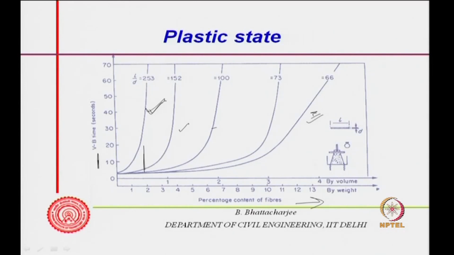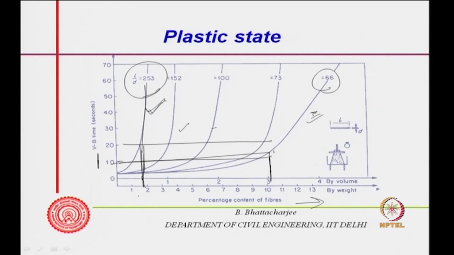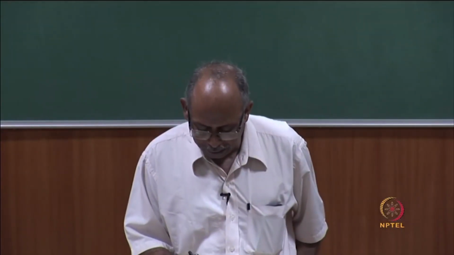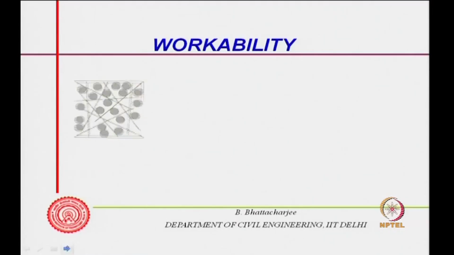Now, VB time increases significantly for high L by D with a small increase in fiber quantity, while this L by D can withstand quite a lot of fiber content and still have a VB time as small as 1 second. Supposing I say 10 seconds or 20 seconds is good enough for my VB time, you find that this is attained at a much lower fiber content for higher L by D. So, L by D governs the VB time. It is important to understand: higher L by D means lower VB time.